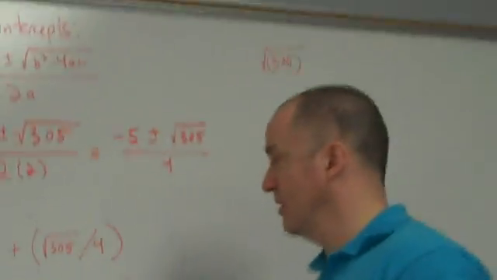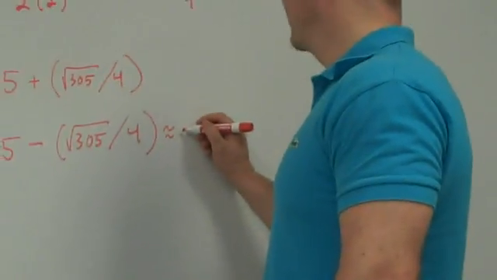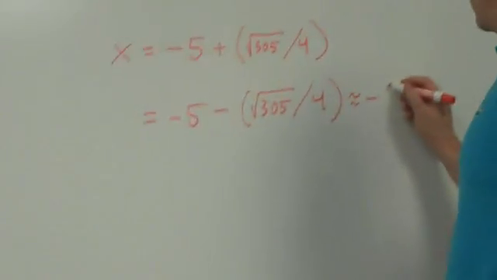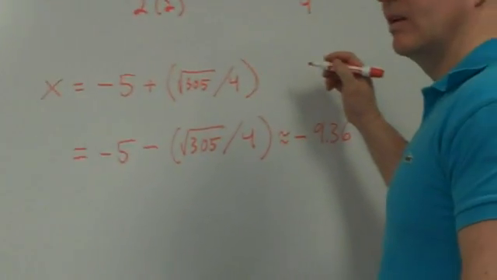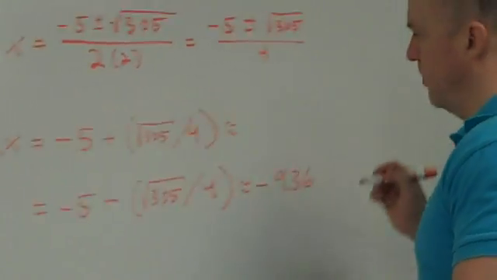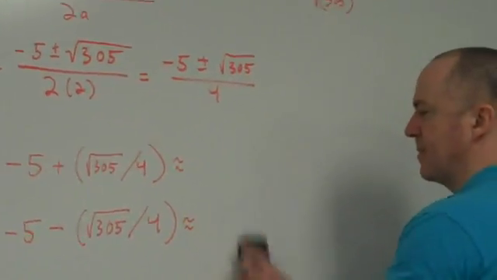Well, for the second one, I got negative 9.36. Second one, I'm sorry. Okay, that sounds right, anyone else get that? And for the first one, I got negative 0.63. I know, I'm wrong. Negative 0.63 sounds a little bit off.